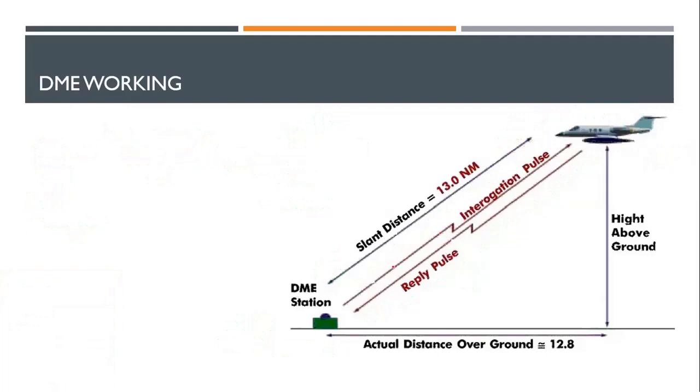I have already told you all this. One more thing which I would like to tell you is that the DME will always provide you the slant distance. It will never be able to provide you the actual ground distance. So to be able to calculate the actual ground distance, you will be using the Pythagoras theorem. Okay, you will be using that Pythagoras theorem.